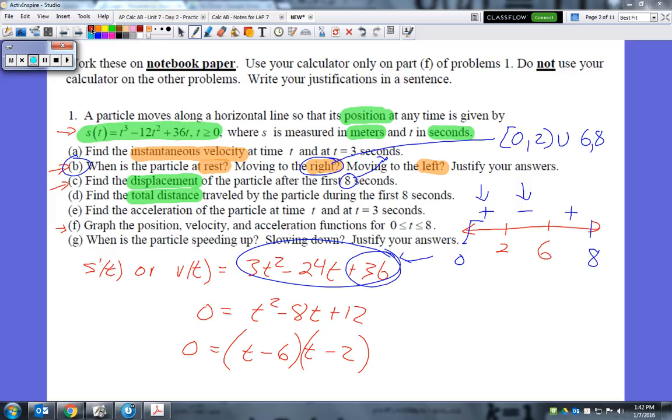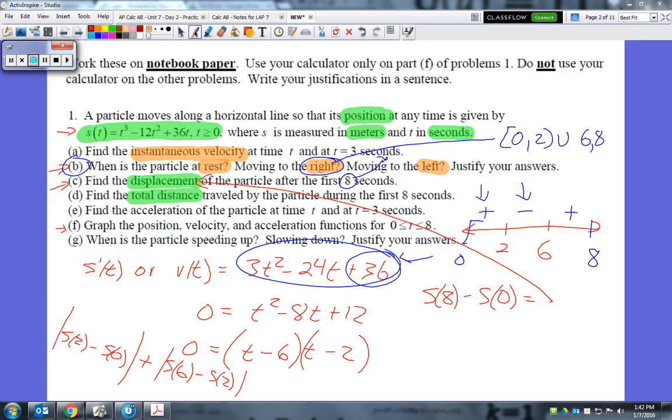The answer is S of 8 minus S of 0. This would equal the displacement here. No absolute value necessary, right? But now, what I was thinking up here, not saying out here, the total distance has to be S of 2 minus S of 0, absolute value, right? Plus S of 6 minus S of 2, absolute value. You see it now?